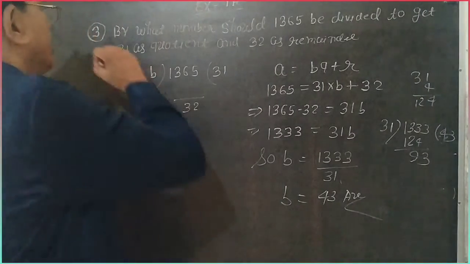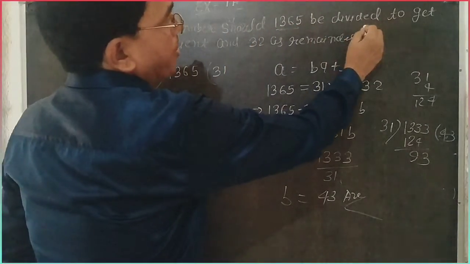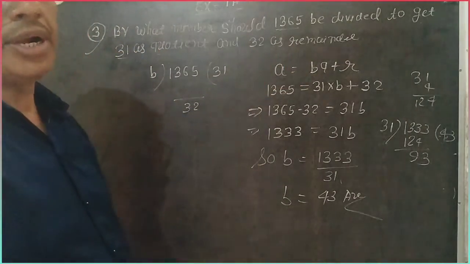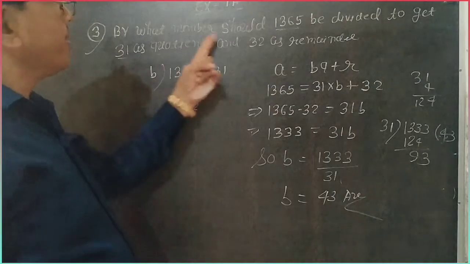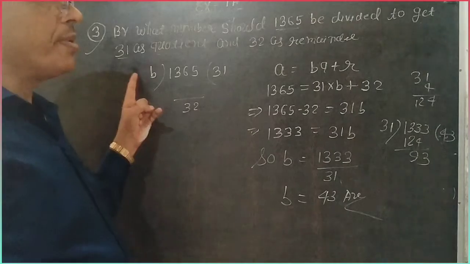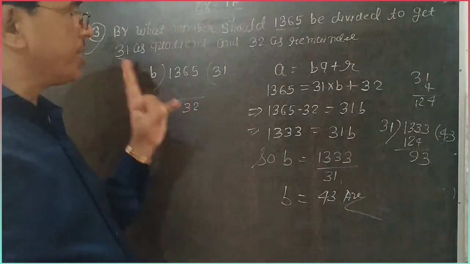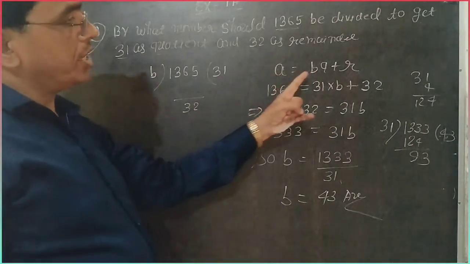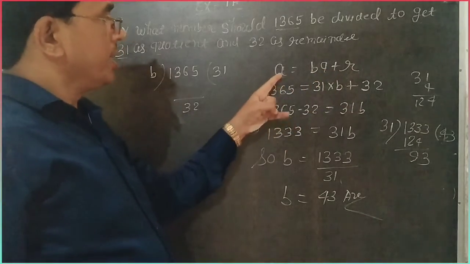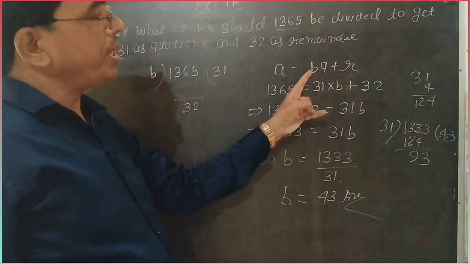Question number 3. By what number should 1365 be divided to get 31 as quotient and 32 as remainder? So this is the dividend, and what should it be divided by? That means what is the divisor? If the quotient is given and the remainder is also given, a is equal to bq plus r. That means dividend is equal to divisor into quotient plus remainder. A is given as 1365, the quotient is given as 31, but the divisor is not given.